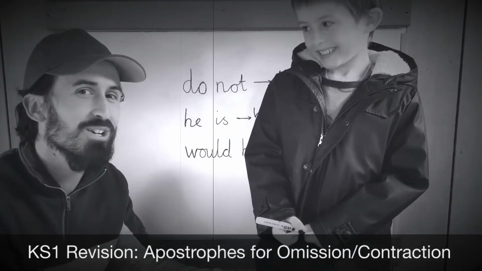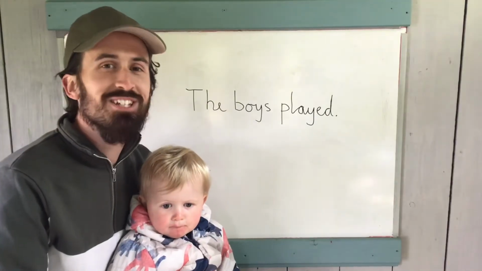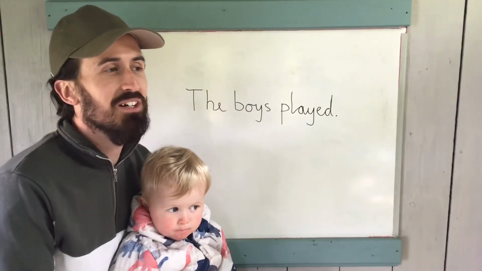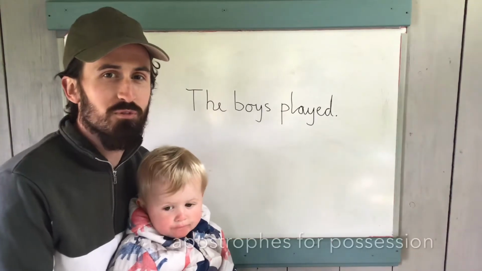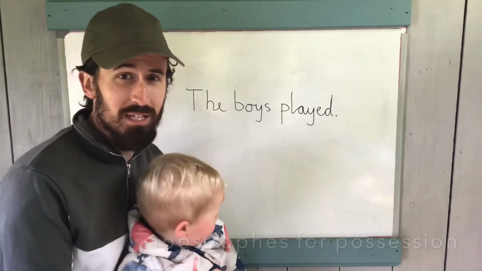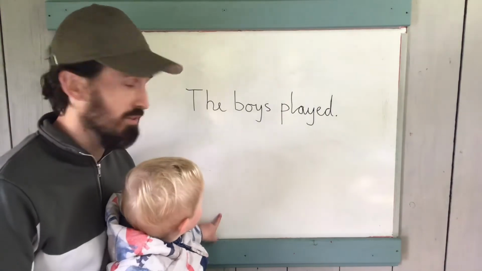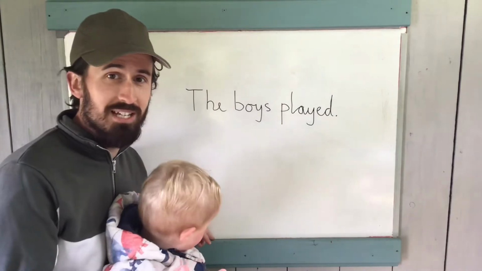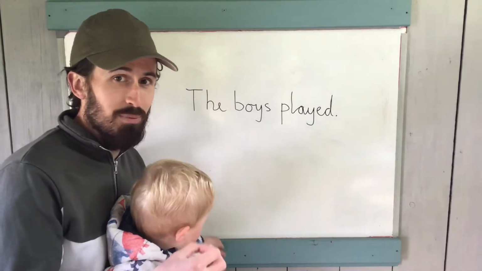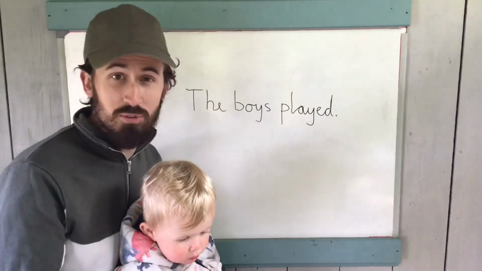And we'll go back to year 3-4 now. Okay, so as we're back in year 3-4, we are focusing now on apostrophes for possession. Apostrophes for possession mean that we need something to be owned. Oh, that's perfect pointing, Sonny. Yeah, we need something in a sentence to be owned by somebody else. Now, in this case, this is a sentence that says the boys played.